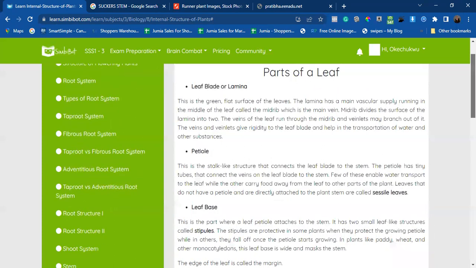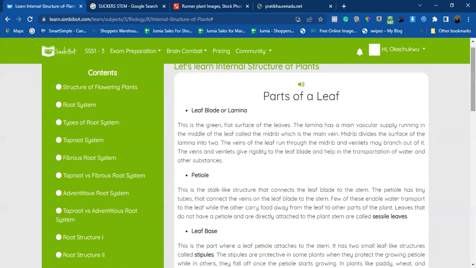Parts of a leaf. We have the leaf blade. Let me use Google so that I would understand better.